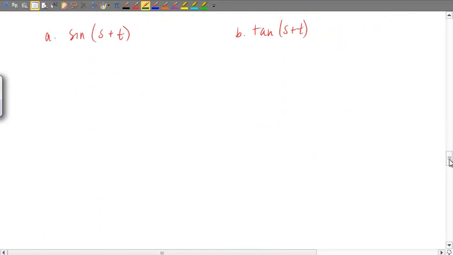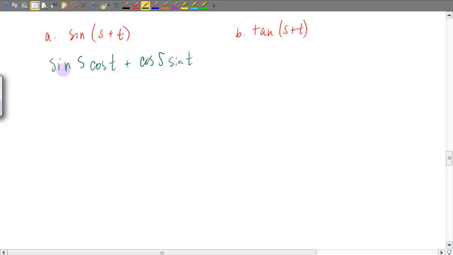To be able to simplify this or solve it, if the first question says I want to find out what this is, then I use the sum identity for sine. Let's rewrite that. It's the sine of the first times the cosine of the second plus the cosine of the first times the sine of the second.